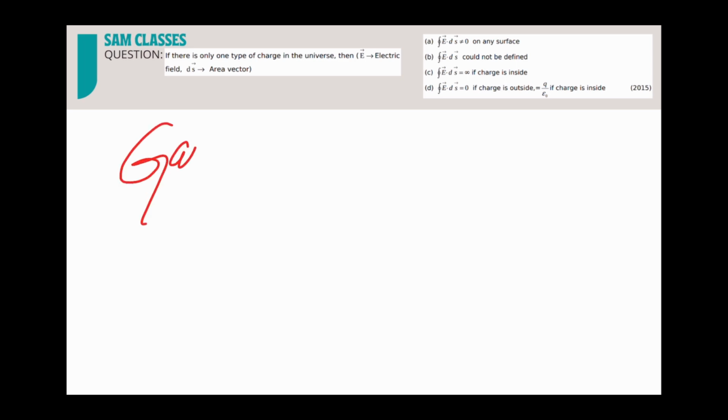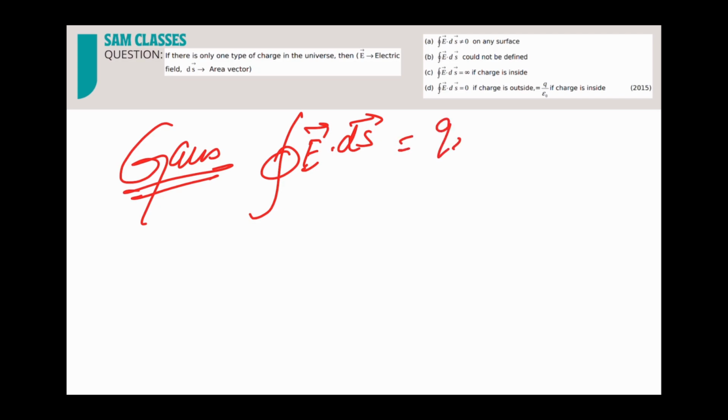Correct. E dot ds will always remind you of Gauss law. What did Gauss law say? That the surface integral of E dot ds is what? Charge enclosed by epsilon naught. So what did he say? Charge enclosed.